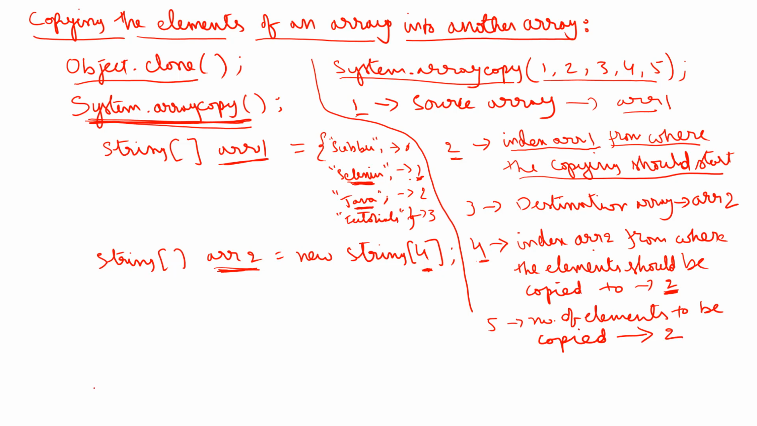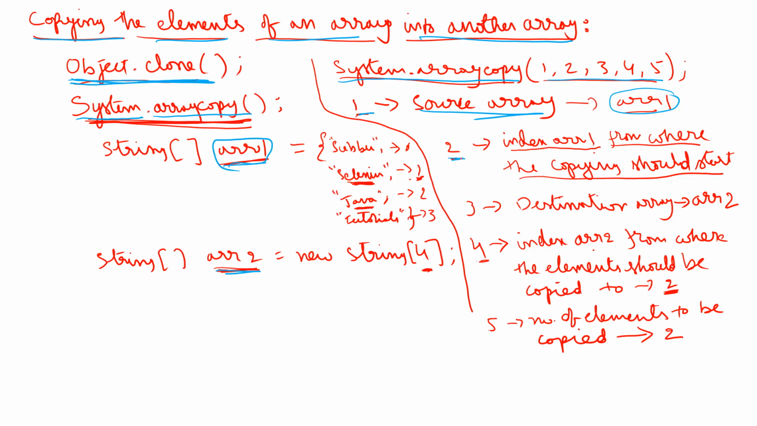Let's see this one more time. Copying the elements of an array into another array. We have already seen the Object.clone method in the previous video. In this video, we will see another method, which is System.arraycopy. Let's say I want to copy the elements of the array ARR1 into ARR2. This System.arraycopy takes 5 arguments. The first argument is the source array. In this case, it is ARR1.